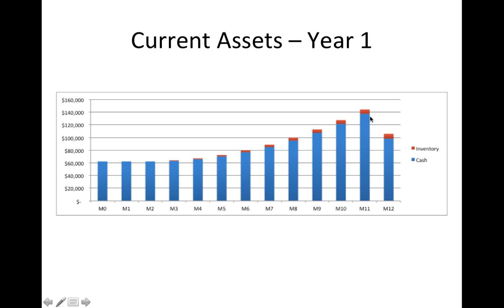We get this big drop in month 12 because in month 12 we're going to pay off the current debt that we use to finance half of our cash needs, and we're going to have to make that first debt service payment. And so between all of those, you can see that we had built up to somewhere around 140,000. We're going to fall back to somewhere around 100,000.